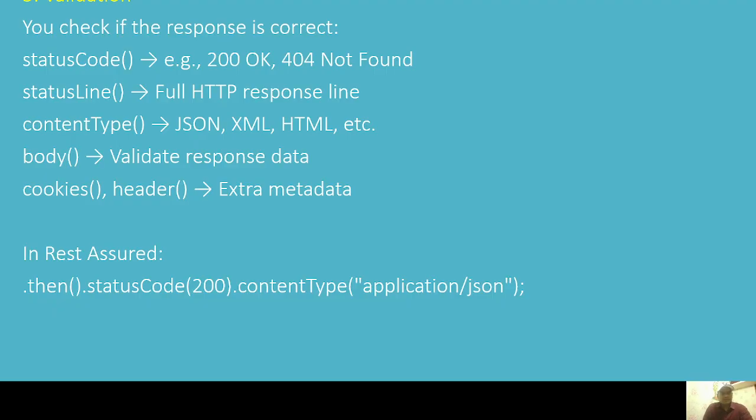Next is validation. You check if the response is correct. Status code, that is 200 OK, and 404 if not found. Status line, the full HTTP response line. Content type, JSON, XML, HTML, etc. Body, validate response data. Then cookies and headers, extra metadata. In REST Assured, .then, .statusCode, let's say 200, for example, and .contentType application/JSON. This way we validate.